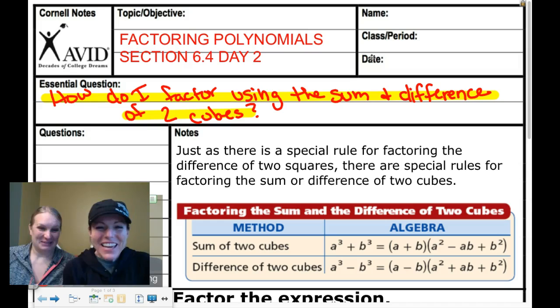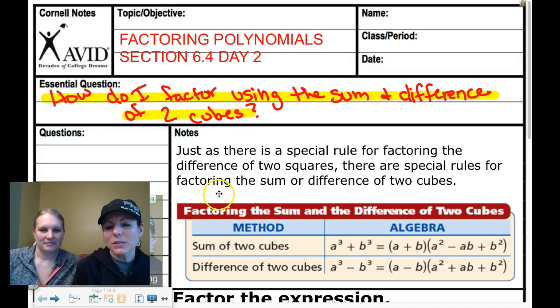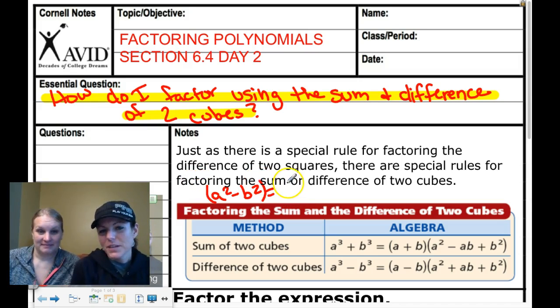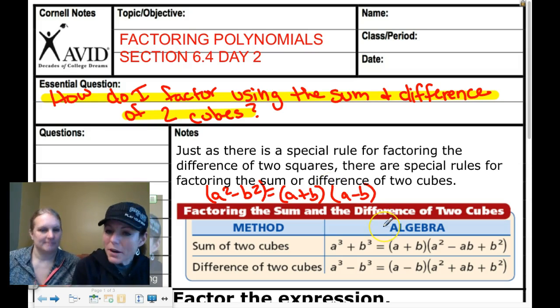Just as there is a special rule for factoring the difference of two squares, let's write that below. Ready? a squared minus b squared equals a plus b times a minus b. That is the difference of two squares.